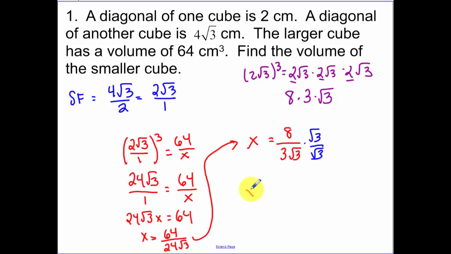So therefore, the volume of our larger cube is 8 root 3 over 9, because root 3 times root 3 is 3, so I have 3 times 3, that gets me 9 in the bottom. So this is our value. Make sure you give me units. I almost forgot to put units on.